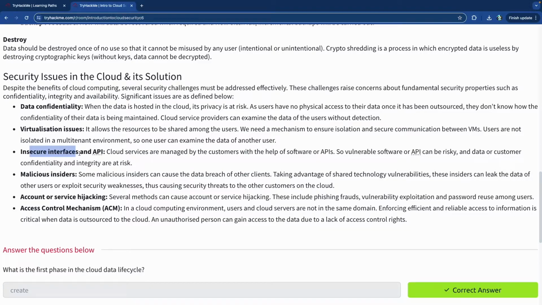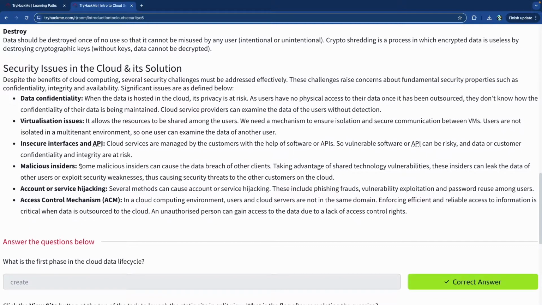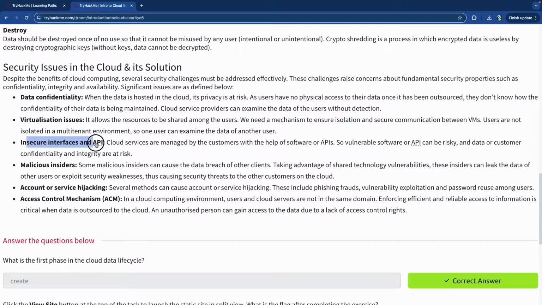Then you have insecure interfaces and APIs. So cloud services are managed by customers with the help of software or APIs. You get access to the API of, say, Endpoint Manager in Azure or Intune or something like that. Those are endpoints that you're using. So vulnerable software APIs can be risky, and data and customer confidentiality and integrity are at risk. So this is actually one of the big deals.